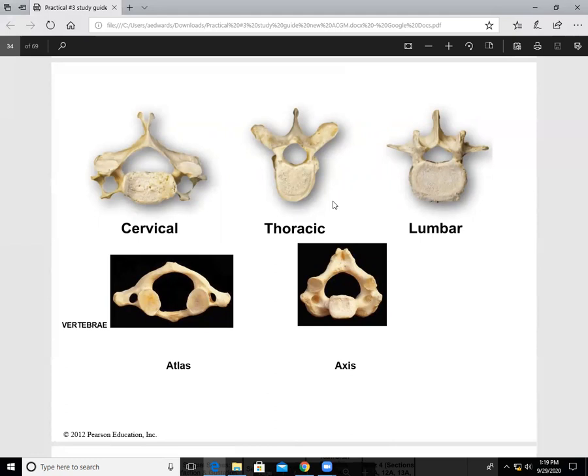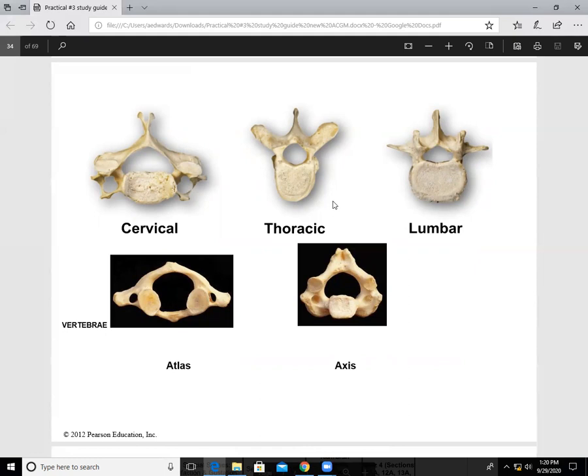Thoracic looks more like that, kind of like a crown or jester hat or something. This angle is roughly 45 degrees, but I don't know exactly. It's got a wider body here. This angle, okay, it's closer to 90 degrees. The main thing is generally being able to tell the difference between the three sections.